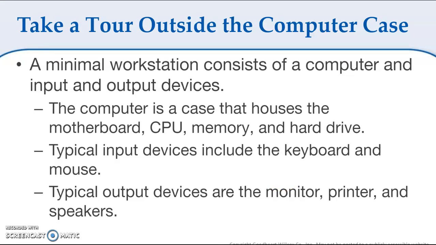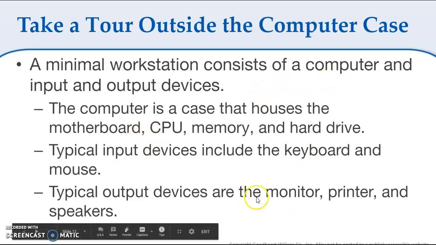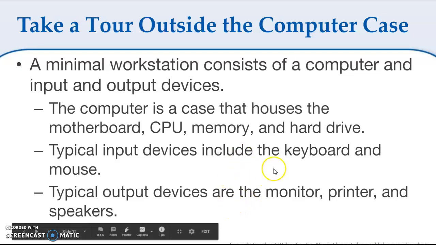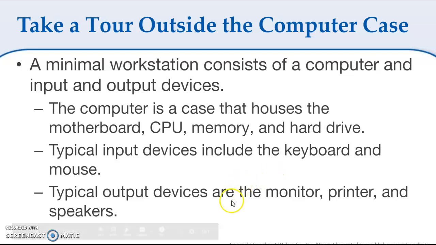Let's take a tour outside of the computer case. A minimal workstation consists of a number of input and output devices. These you're probably going to be most familiar with. Now, the computer is the case that houses motherboard, CPU, memory, as well as hard drive. Typical input devices are going to include things like the keyboard or the mouse. And typical output devices are going to be displaying data and information to the user, such as the monitor, printer, as well as speakers.